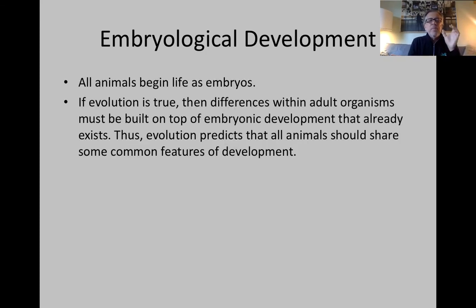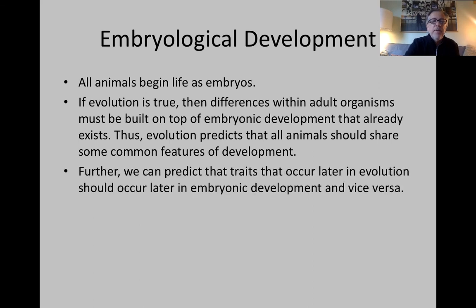Next, embryological development. Embryological development is the development of the fertilized egg, that single cell when sperm penetrates egg and you now have a new being starting to develop. If evolution is true, we can make the following prediction. Differences within adult organisms must be built on top of the embryonic development that already exists. Thus, evolution predicts that all animals should share some common features of development. In addition, we can predict that traits that occur later in evolution should occur later in embryonic development and vice versa.